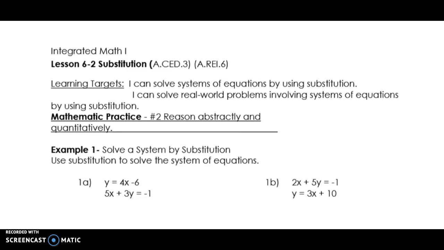In our last class, we talked about solving systems of equations by graphing. Today we're going to talk about a different way to solve equations, and that's called substitution. By the end of this video, you should be able to solve systems of equations by using substitution.